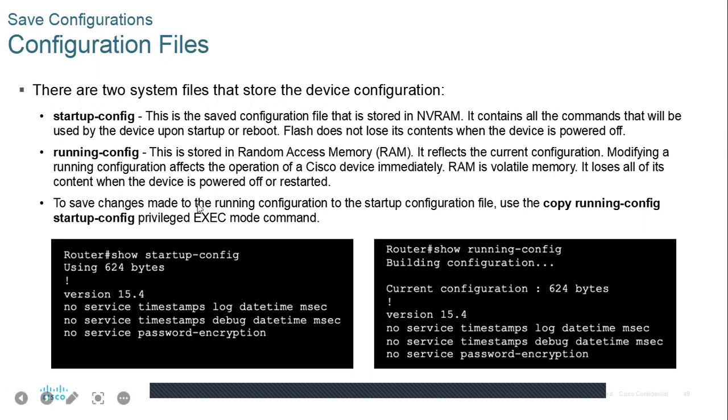So to save changes made in the running configuration to the startup configuration, you have to do copy running-config startup-config, and you do that in privilege mode. What happens is that wherever you have saved your running config, that is what is stored. Take for instance, if you do VLANs, access control, or name a switch, you want to make sure that you save it. If you don't save it, when you restart that particular switch or router, all of that is going to be gone.